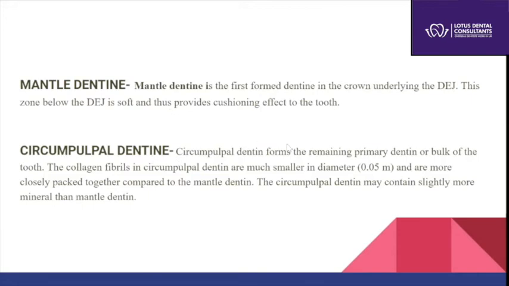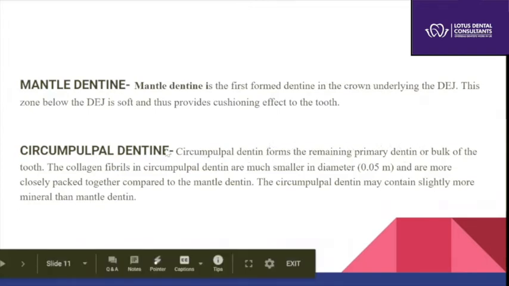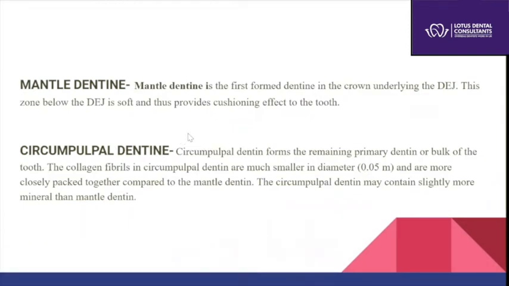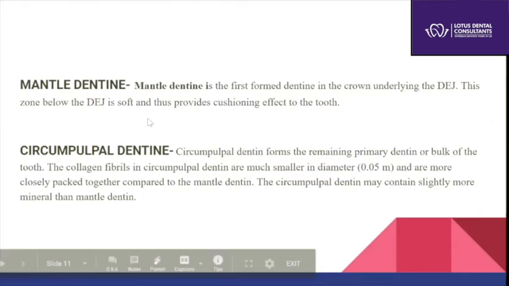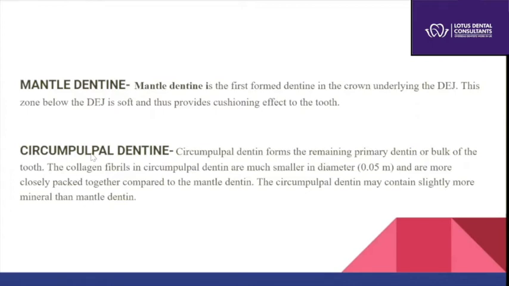Circumpulpal dentine forms the remaining primary dentine or the bulk of the tooth. This is also a question: which kind of dentine forms the bulk of the tooth? Not the mantle dentine, tertiary or any other dentine. The circumpulpal dentine forms the bulk of the teeth. But the bulk of the teeth is formed by dentine also, right? That can also be the answer. It depends on what options they give you. If they ask within dentine, which dentine forms the bulk of the teeth, we will say circumpulpal dentine.